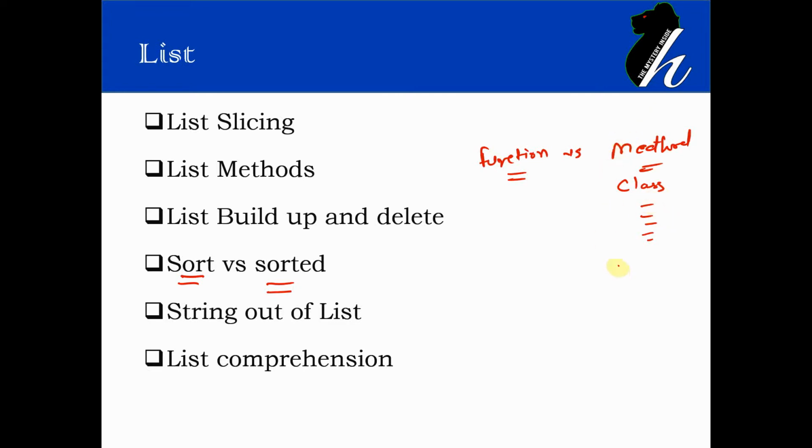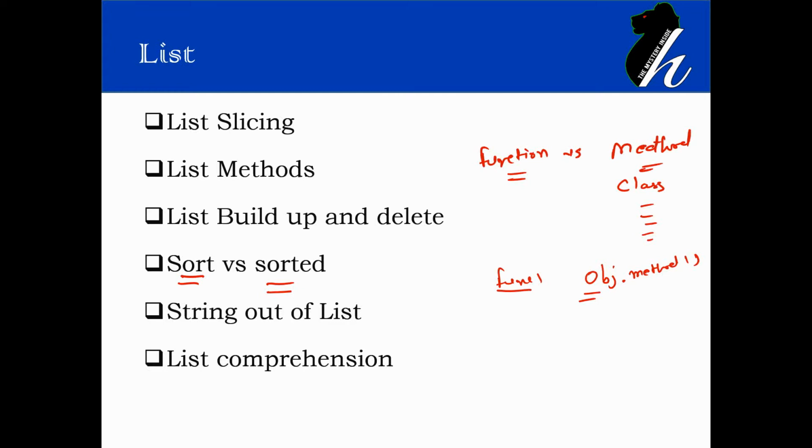A method can only be accessed by object name dot method name, whereas a function can be accessed directly like this, function, without using an object name. So this is just a technical difference between function and method. When I explain object-oriented programming, at that time we will look into functions and methods in detail. But right now let us understand sort versus sorted.